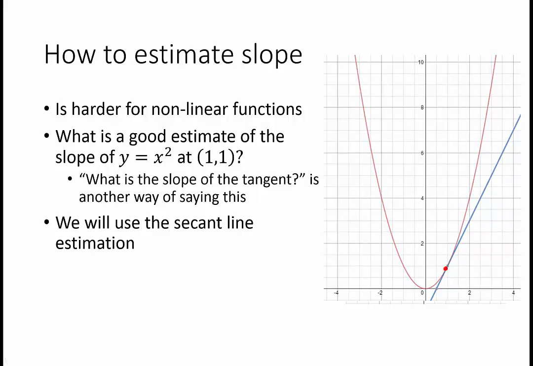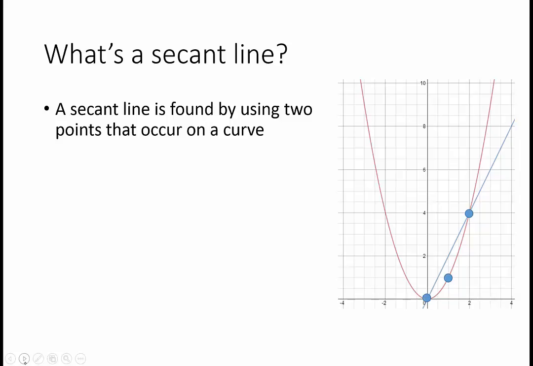How are we going to find the estimate of the slope of this blue line? And the answer is, a secant line is a line that's found by putting 2 points on the curve and drawing a line through it. Now, if we wanted to find the estimate of the tangent line at 1, 1, and I could draw that line in there, we might say that it's very well estimated by the line that goes through the point 0, 0 and through the point over 2 up 4.